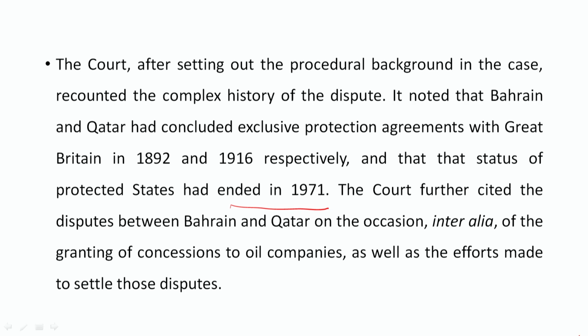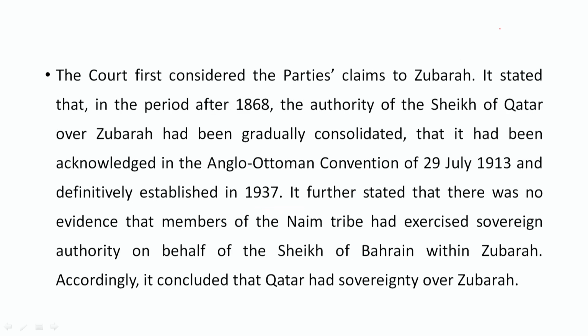The court further cited the disputes between Bahrain and Qatar on the occasion, inter alia, of the granting of concessions to oil companies, as well as the efforts made to settle those. The court first considered the parties' claim to Zubarah, again a place I will show you. It stated that in the period after 1868, the authority of the Sheikh of Qatar over Zubarah had been gradually consolidated, and that it had been acknowledged in the Anglo-Ottoman Convention of 29th July. Ottoman is the Turkish Empire.